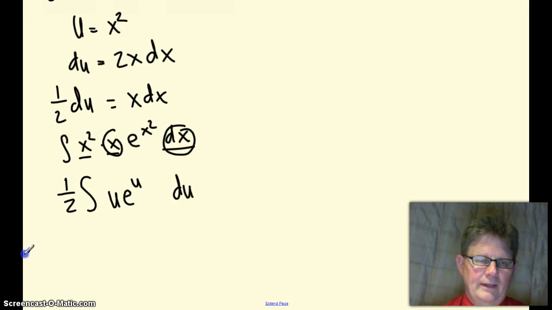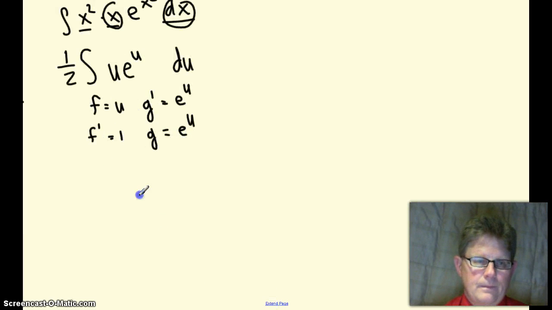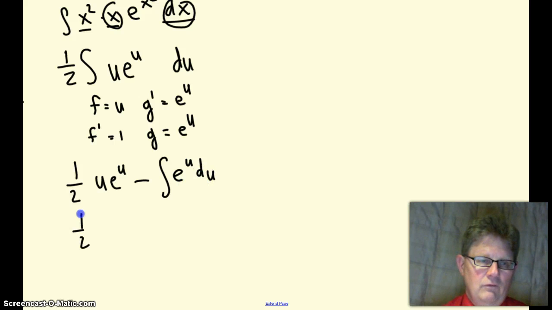Oh, I know you guys can recognize that as integration by parts. F will be u. G prime will be e to the u. F prime will be 1. G simply e to the u. So 1/2, u e to the u minus 1 times the integral of e to the u du.